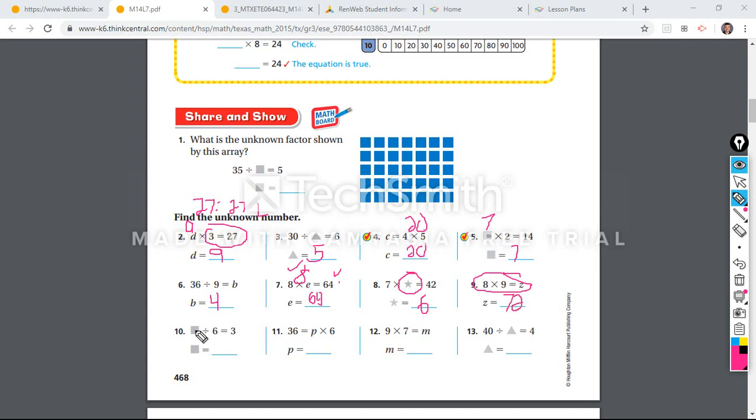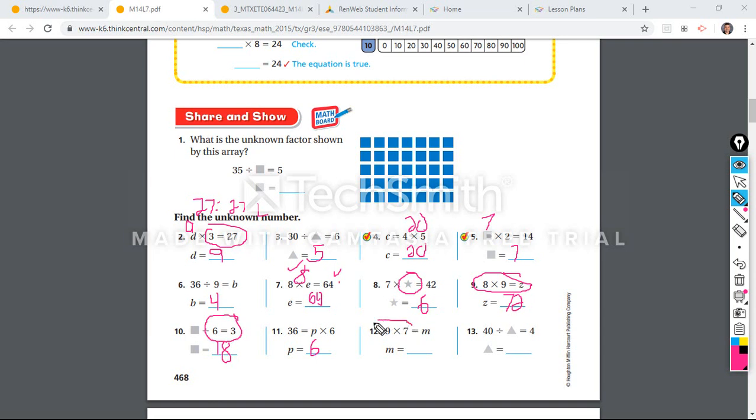Okay. Square divided by 6 equals 3. What is the relationship between these two numbers? Could anybody tell me? Talene. Yes, it's 18. 18 divided by 6 equals 3. And if you multiply those two, that gives you 18. 36 equals what times 6? Raneem? Yes, 6. 6 times 6 equals 36.